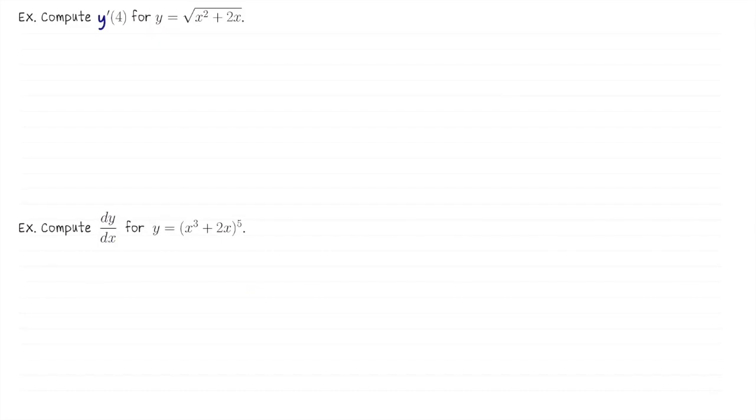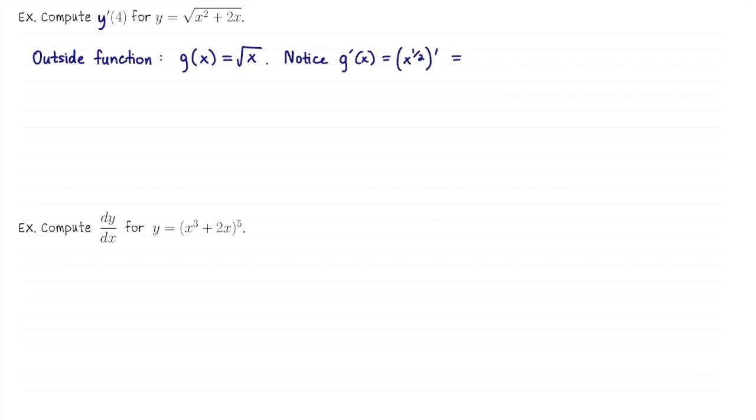Let's work through a couple examples of the chain rule. First, let's compute the number y prime at 4 for the function y equals the square root of x squared plus 2x. This is a composition. I think it's helpful when you're beginning with the chain rule to identify the outside and the inside functions. So the outermost is the function g of x equals the square root of x. I don't want to write this as a composition. I just want to see what the outer operation is, which is that square root operation. So g prime of x is the derivative of x to the 1/2 power. By the power rule, that's 1/2 x to the negative 1/2, or in other words, 1 over 2 times the square root of x.